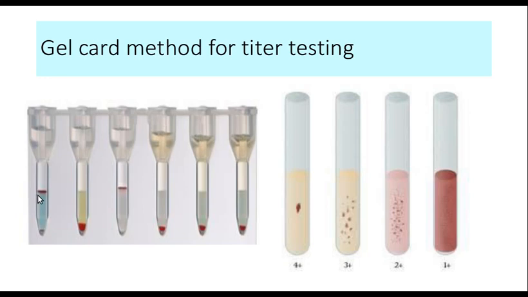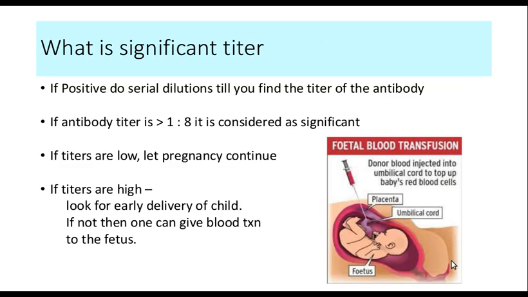If the antibody titers are high, the RBCs are on the top. If there are no antibodies, the RBCs settle down. And if you have varying titers of antibodies, you can get a pattern from mild to severe like this. So this is how we can nowadays test the antibody titers as 1 plus, 2 plus, 3 plus and 4 plus. Now what is the significance of the titer? If a test is positive, we have to do dilutions till we find the antibody titer. Antibody titer is the highest dilution of the mother's serum which will still give a positive result.